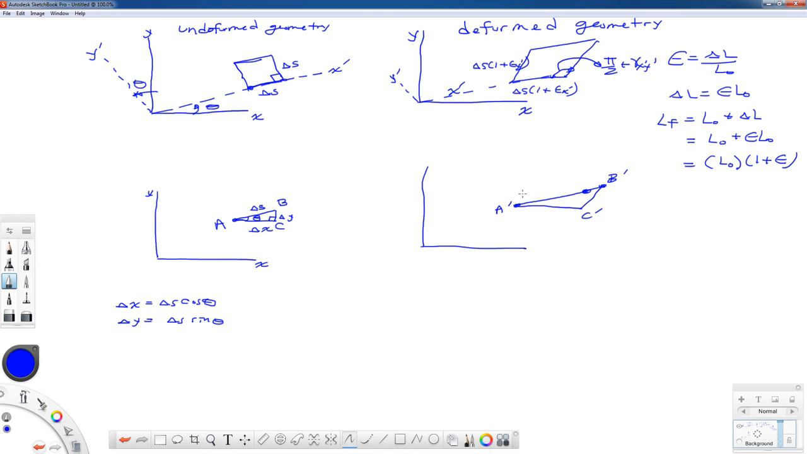This long dimension is what we just talked about, delta s times 1 plus epsilon x prime. But these two sides will also have some strains associated with them. Down on the bottom, that's delta x times 1 plus epsilon x. There's no prime there. And this dimension right here would be delta y times 1 plus epsilon y. And the angle that was originally lined up with the x and the y-axis opens up a little bit. That angle is going to be pi over 2 plus the shearing strain gamma xy.